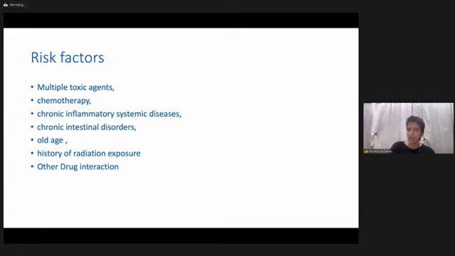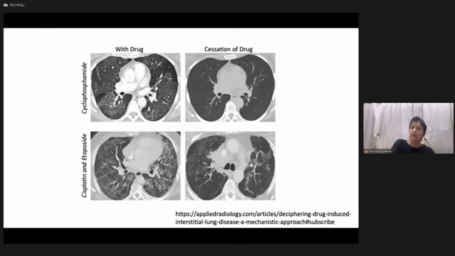So if multiple drugs are being taken, the patient is already on chemotherapy, has some other inflammatory systemic disease, old age, radiation exposure, and due to other drug interactions, renal dysfunction, liver dysfunction, which decreases the excretion of the drugs. So if there are any such comorbidities, these patients are more prone to have a drug-induced interstitial lung disease.